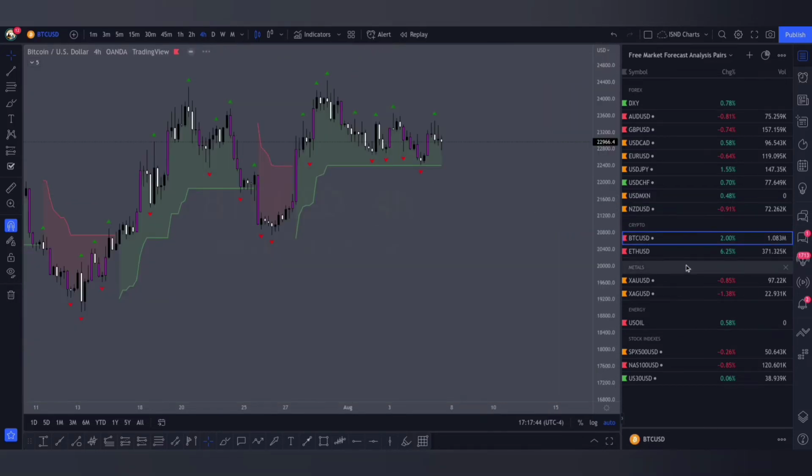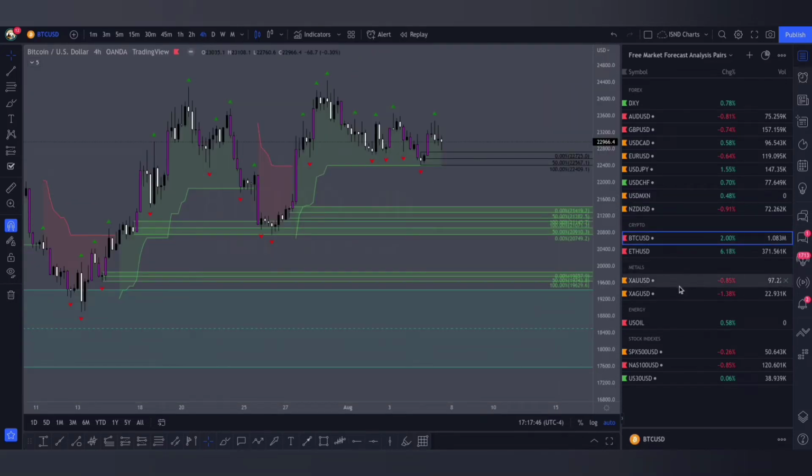All right, moving on to Bitcoin. Short-term currency bias is short for Bitcoin. And it does look like supply is in control. The supply was created, tapped into, and respected. The supply was created, tapped into, and seemingly respected as well.